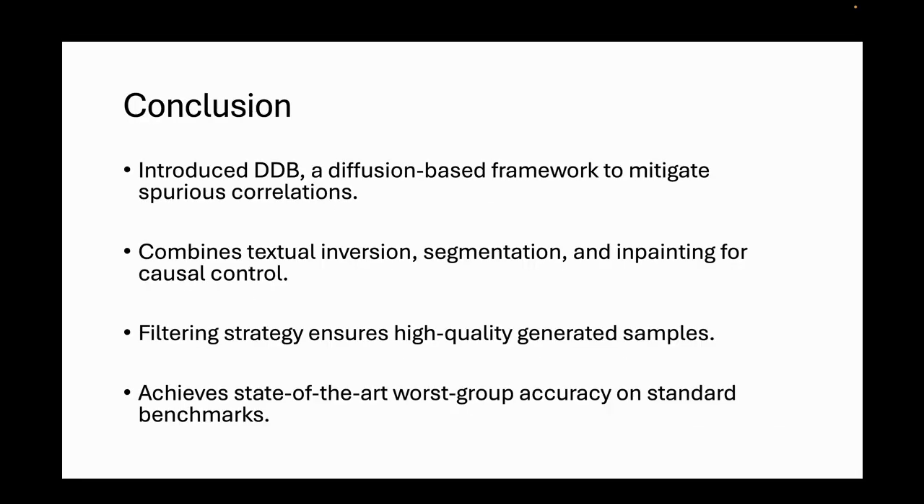We introduced DDB, a framework to mitigate spurious correlation. We control the diffusion process with textual inversion, segmentation, and inpainting model. And we introduce the filtering strategy to ensure that just high-quality generated samples are retained.